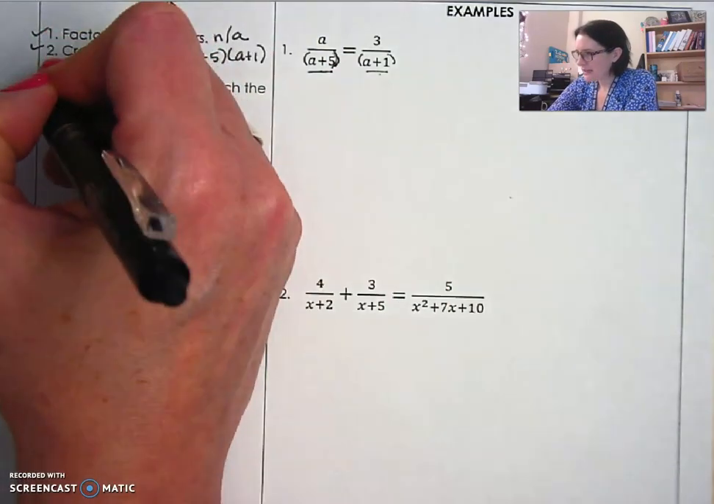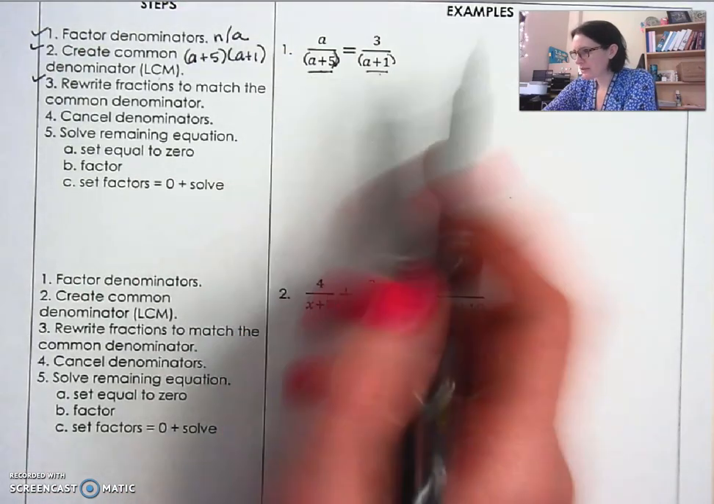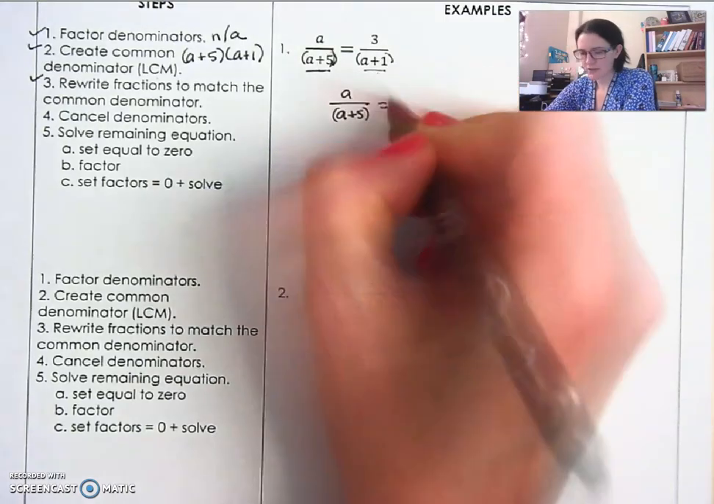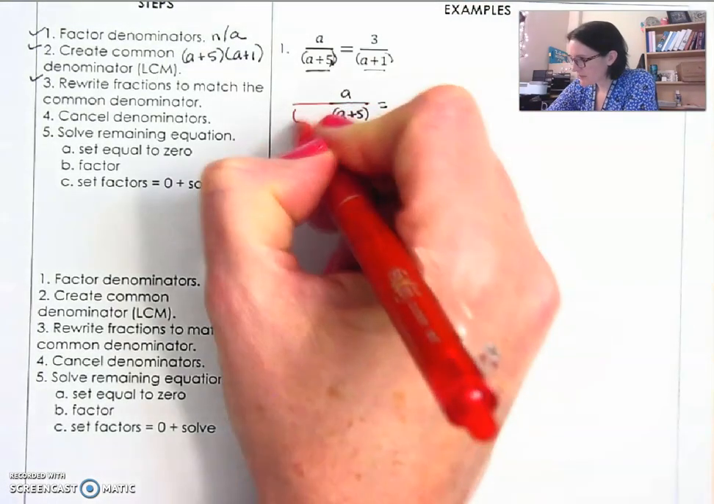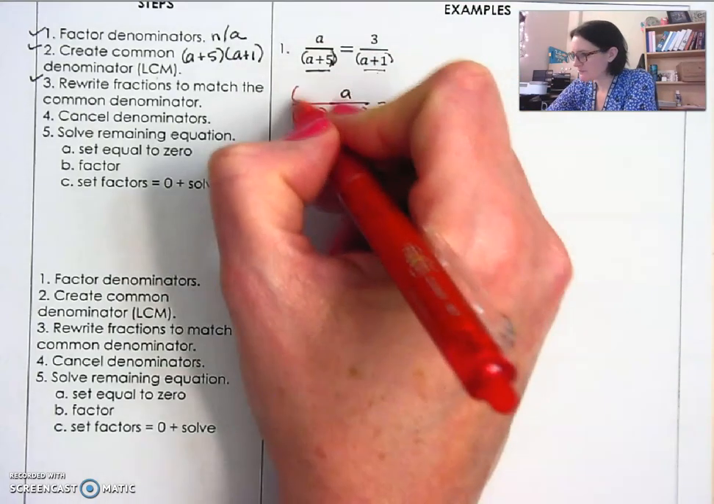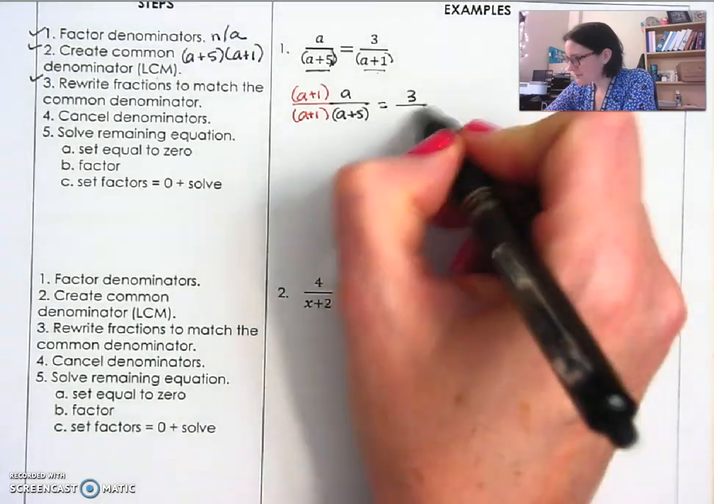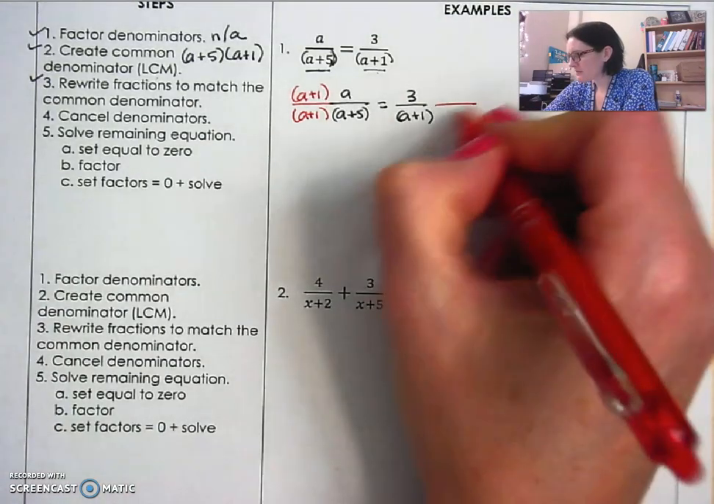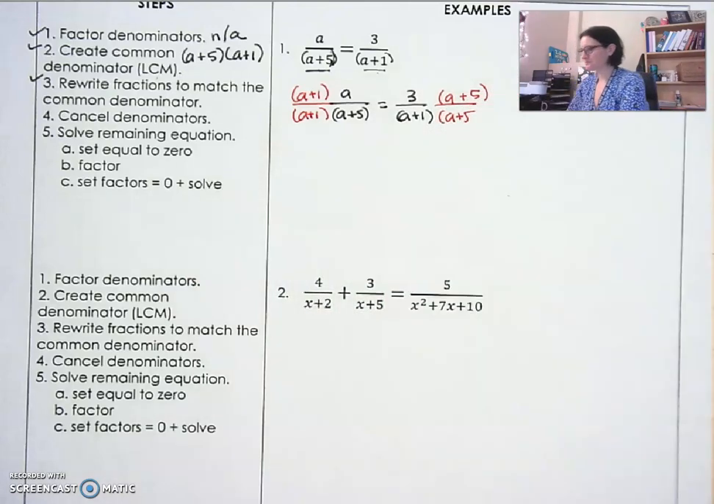And then the next step is to rewrite the fractions so that they match the common denominator. So for this one on the left with the a plus 5, it's missing a plus 1 in its denominator, so I need to multiply that. And whatever I do to the bottom, I also do to the top. And then the right side has the a plus 1, and it's missing the a plus 5. So multiply by top and bottom there.